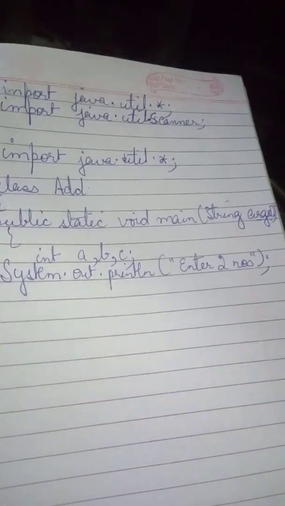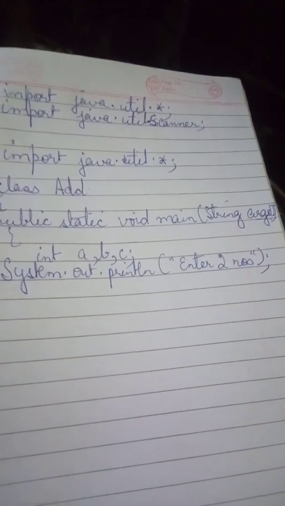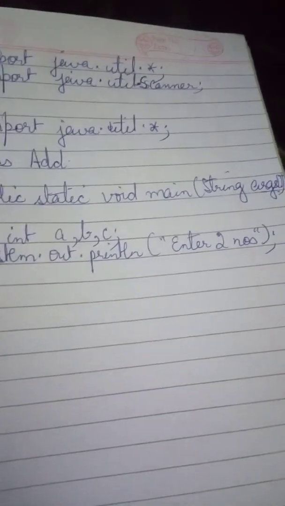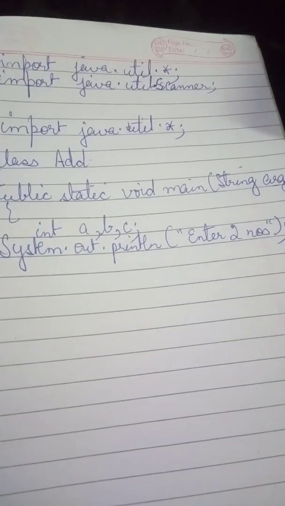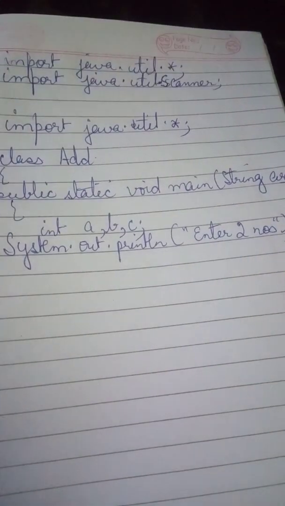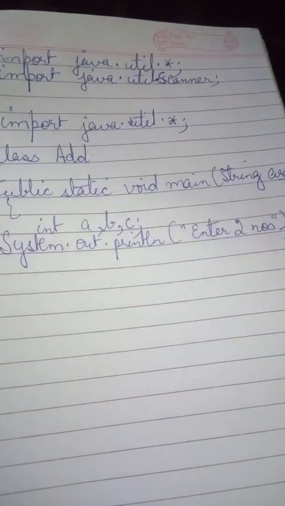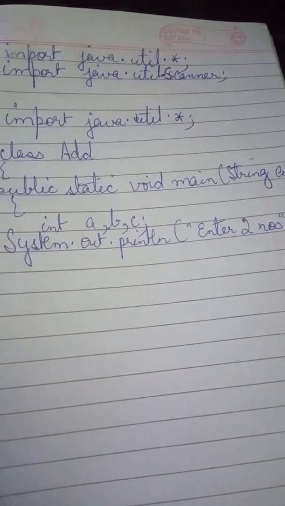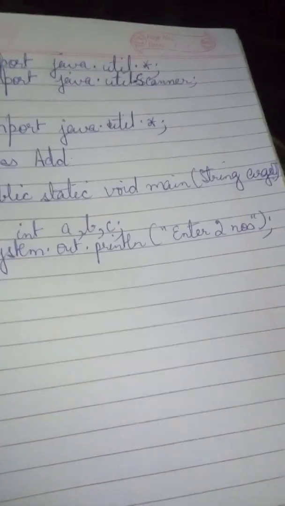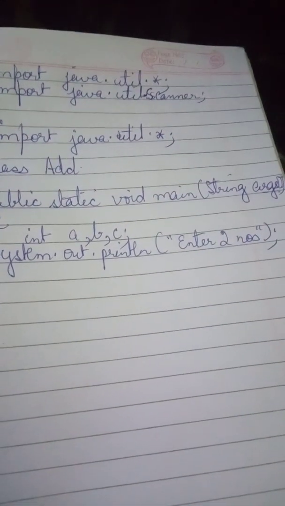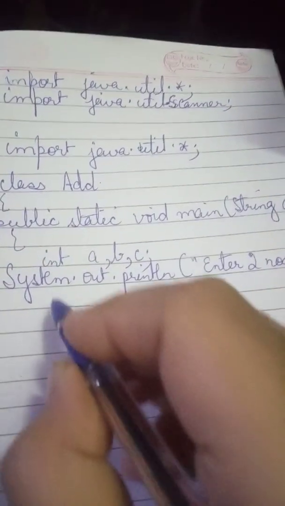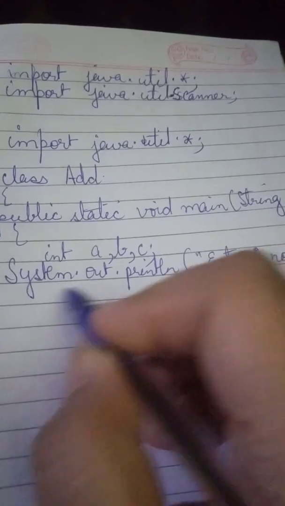One question will always arise in your mind: why is the S of System in capital and why is the S of String args in capital? See, all the classes that are provided by Java always start with capital letters. So I have also kept my class name Add as a capital. Then with System.out.println, since I have written a message, Enter two numbers, I will be taking a, b as input from the user.